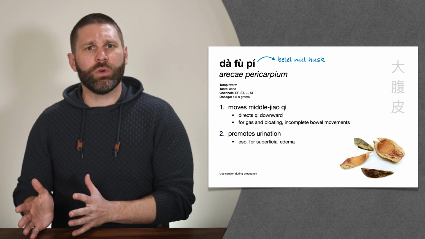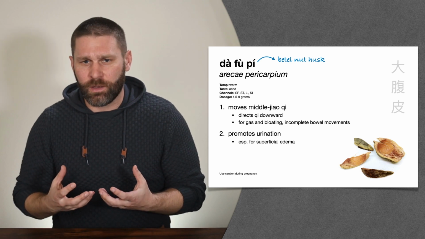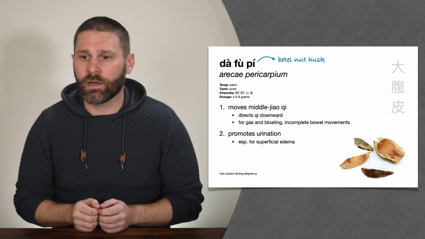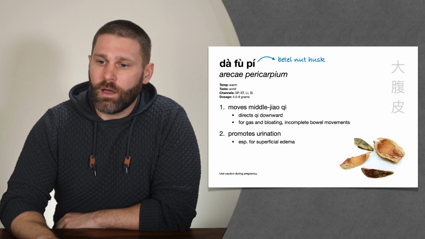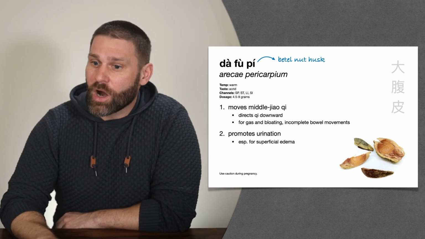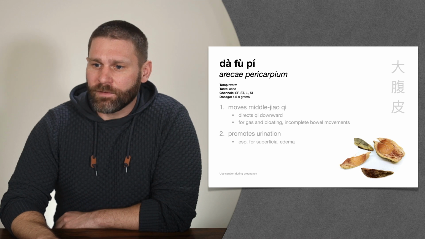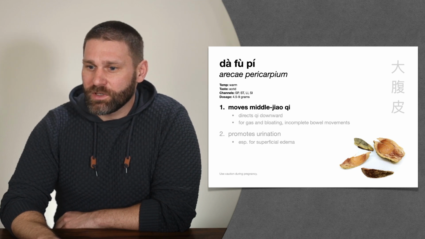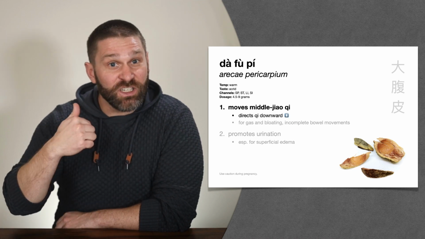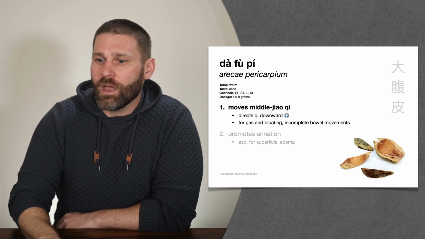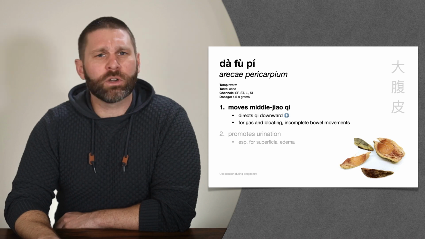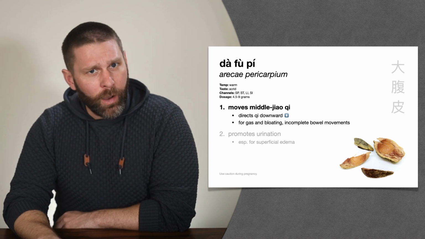That later we'll learn in herb Bing Long, which is the betel nut. It's the thing inside here. Da Fu Pi is the husk around that nut. So Arecae pericarpium. So Da Fu Pi moves middle jiao qi, and again directs qi downward in terms of its movement. It has a downward direction, and it's good for gas and bloating, or especially incomplete bowel movements.